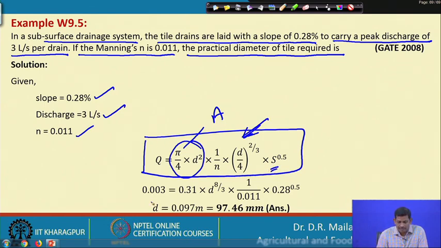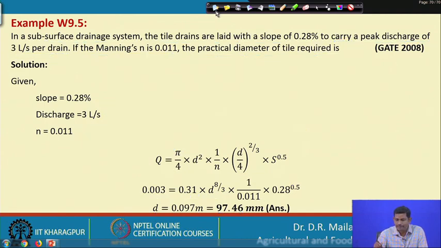So, putting the values, Q is given in meter cube per second and 0.31. Okay. So, d power 8 by 3, and so except d all other parameters are known. So, substituting the other parameters you can get d as 0.097 or 97.46 mm. Okay.